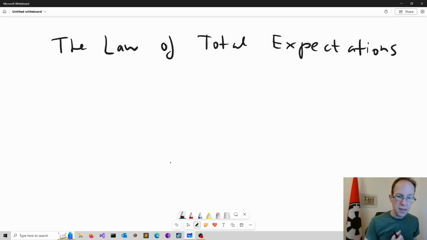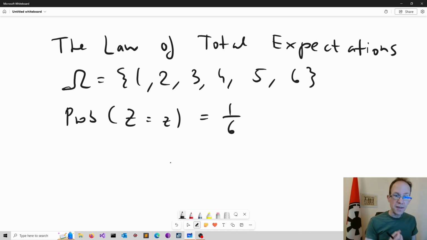Let's consider our dice roll where Z is a discrete random variable with state space omega, and omega takes the values 1, 2, 3, 4, 5, 6. The dice is fair, suggesting that the probability of Z taking a value z in this state space omega is equal to 1 divided by 6. Complete the following two tasks.